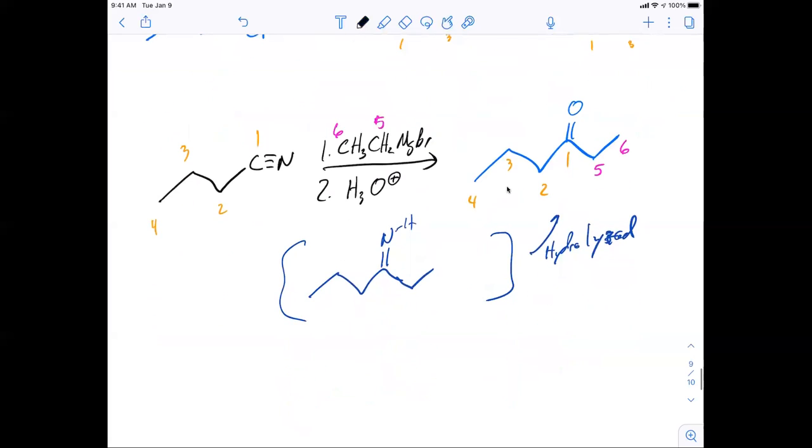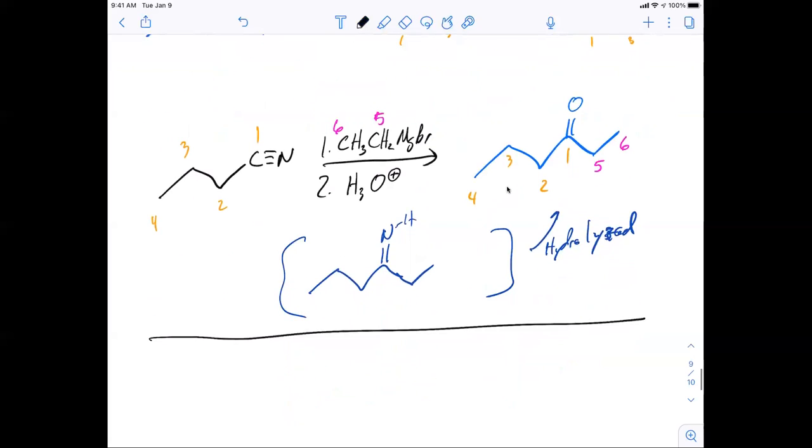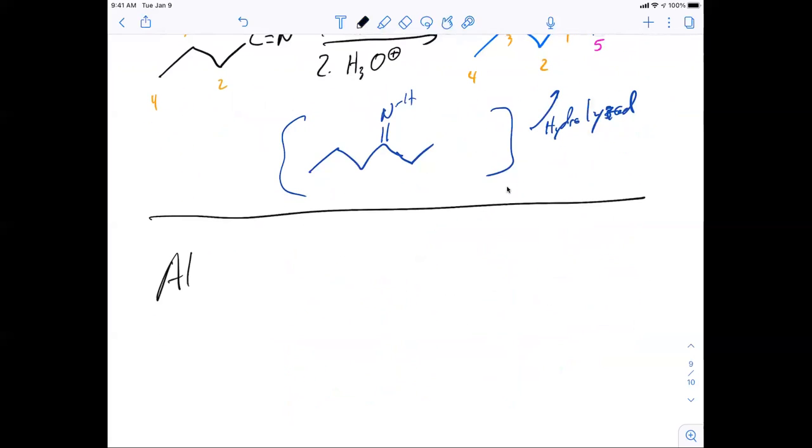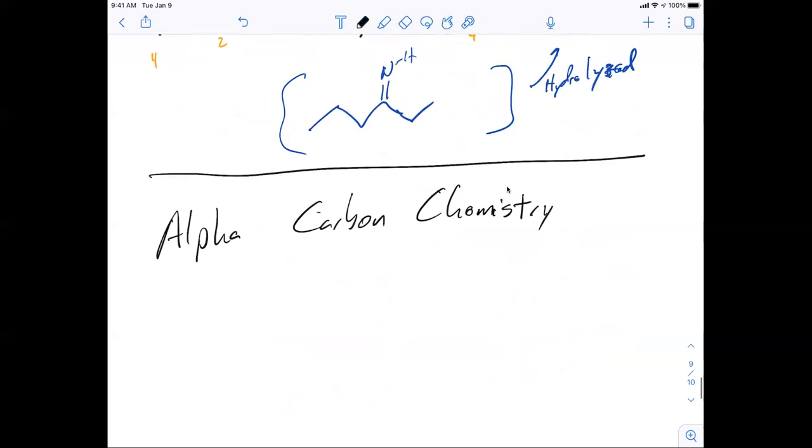The next chapter we're going into is alpha carbon chemistry. And we'll be in this chapter for a while. It's about as big as the carboxylic acid derivatives chapter. And in this chapter, we're going to be dealing with enols and enolates.